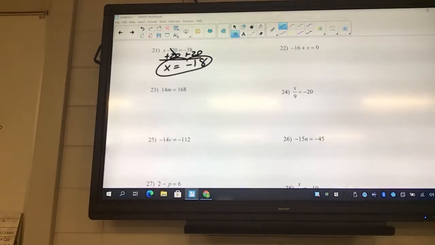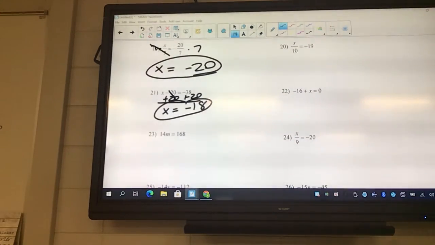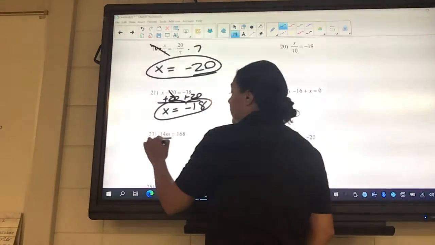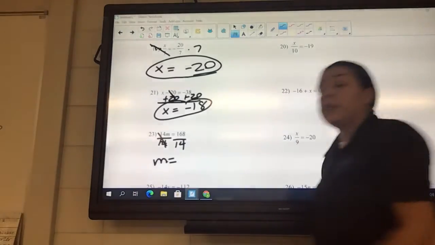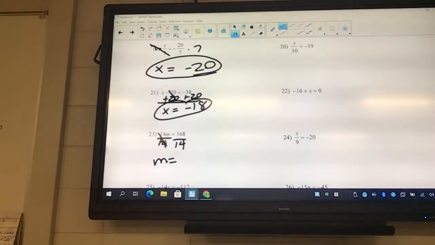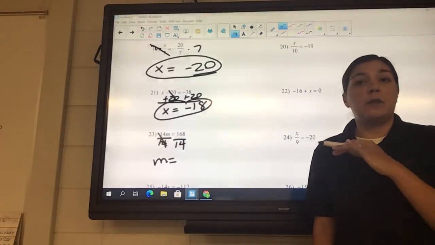23, what needs moved? The 14. How do I move it? Divide by 14. So you got m equals 168 divided by 14. 8. I don't know. You guys are saying different stuff. I don't know what you want me to do. It's 12? 12.